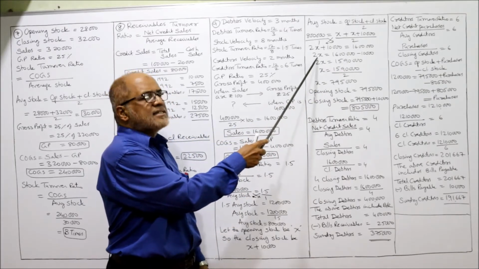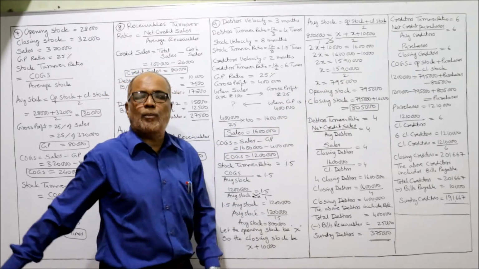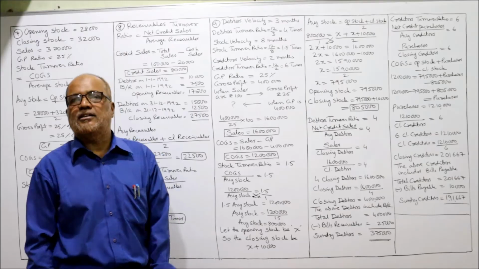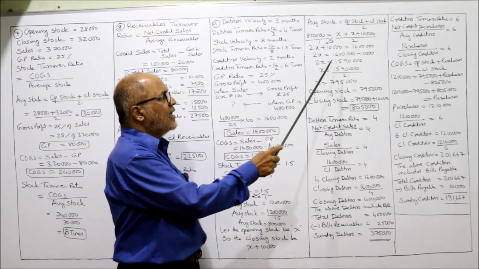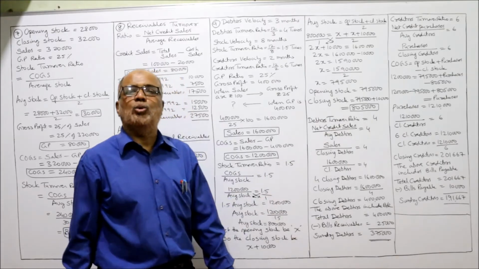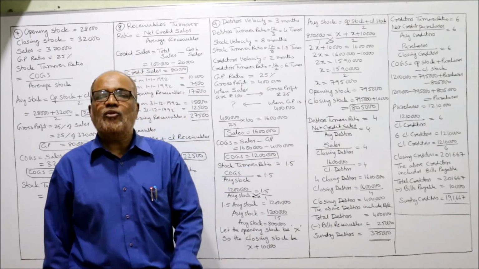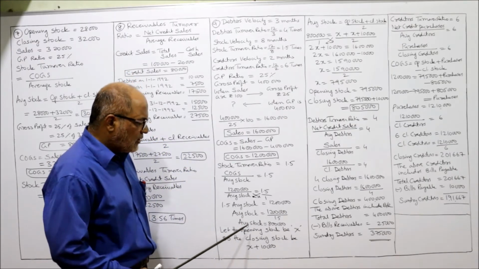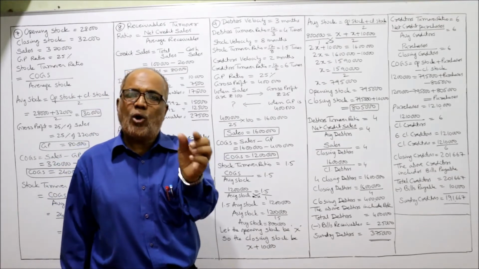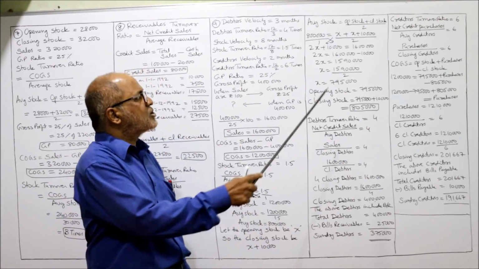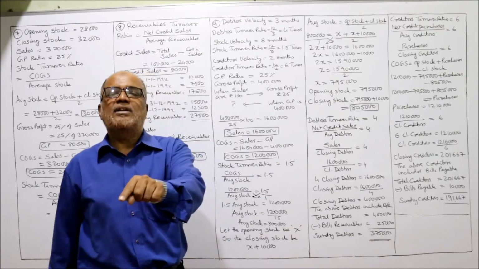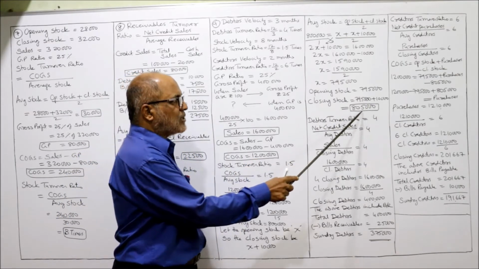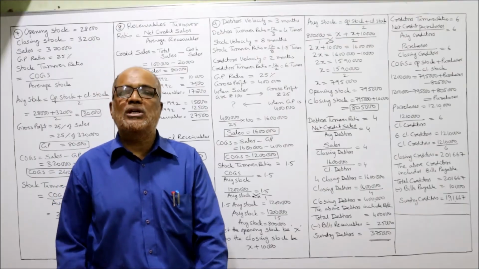So keep 2X on the LHS and take this 10,000 to the RHS. So plus 10,000 will become minus 10,000. 16 lakh minus 10,000 is 15 lakh 90,000. 2X is equal to 15 lakh 90,000. X is equal to 15 lakh 90,000 divided by 2, which is 7 lakh 95,000. So we got the value of X. X is the opening stock, so opening stock is 7 lakh 95,000. Closing stock is 10,000 rupees more, so 7 lakh 95,000 plus 10,000 is 8 lakh 5,000, the closing stock.